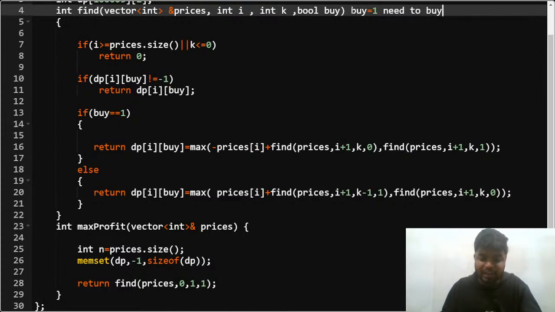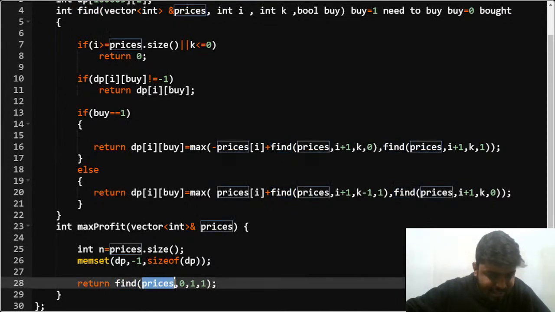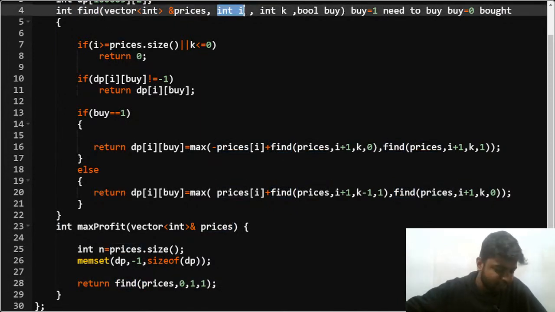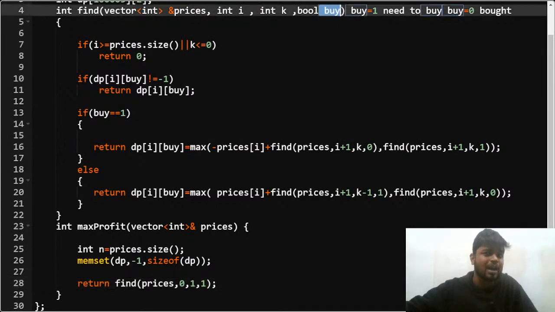If buy is equal to 1, that means I need to buy. If buy is equal to 0, then I do not need to buy, I have already bought. Now, in this particular function I'm trying to pass a function. I have passed the prices, I have passed i as 0, so I'm starting from the first index. I have passed 1, so that means one transaction is something that I can do, and I have also passed this 1. What is this 1? It is nothing but buy. Initially I have to buy, so I have marked my buy as 1.